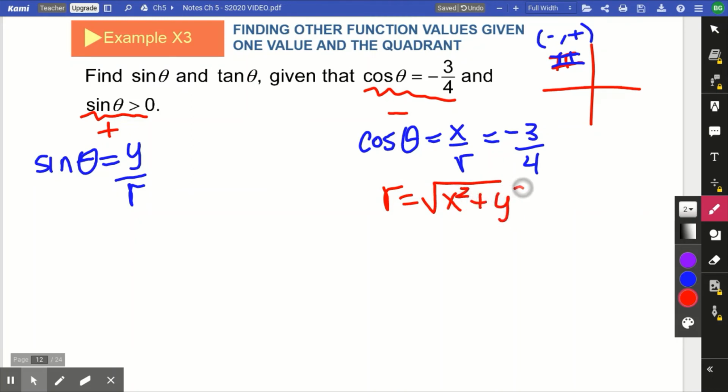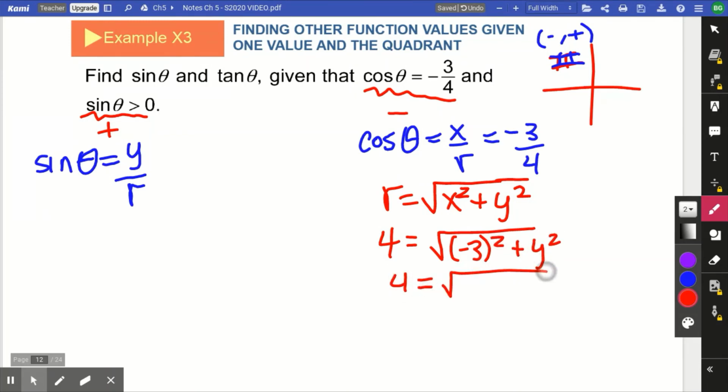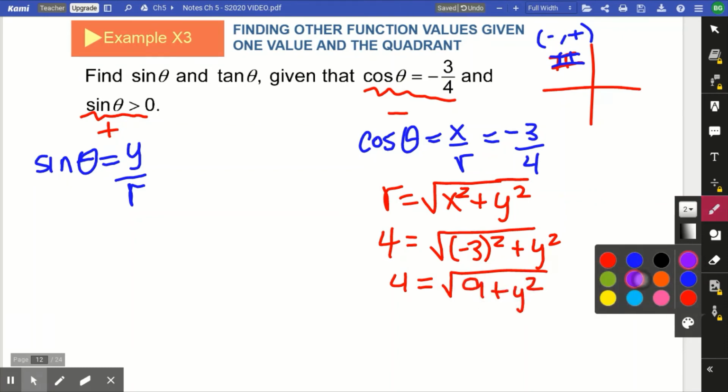We can call r 4. And x is -3, so squared plus y squared. Clean that up a bit. 4 equals the square root of 9 plus y squared. I'm going to square both sides. It gives me 16 equals 9 plus y squared. Subtract the 9, 7 equals y squared. So when you square root both sides, you're going to get plus or minus square root of 7.